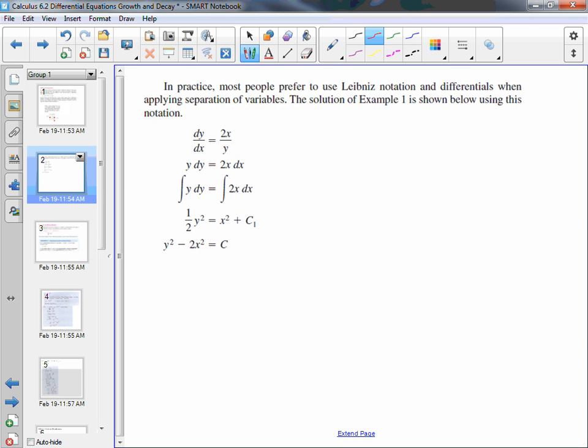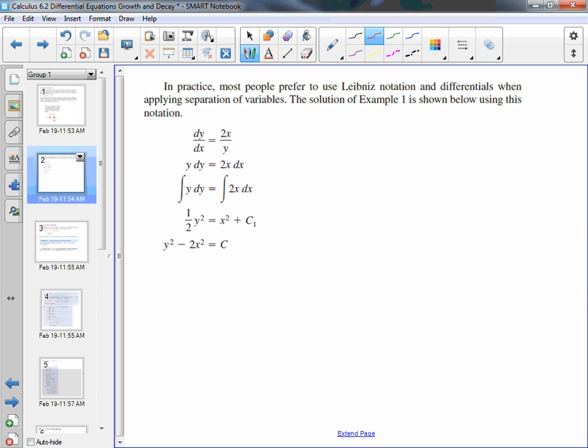In practice, most people prefer to use Leibniz notation and differentials when applying separation of variables. The solution of example 1 is shown below using this notation. This is the notation we're going to use. So let's walk through this. We've got the derivative equals 2x over y. They started with y prime, and changed the y prime to dy dx equals 2x over y.